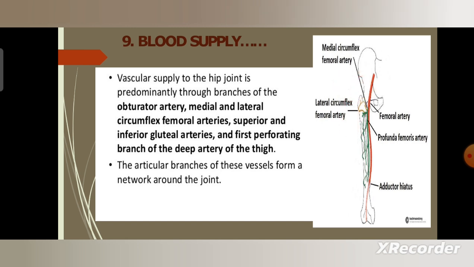So vascular supply of the hip joint is primarily through the branches of the obturator artery, medial and lateral circumflex femoral arteries, superior and inferior gluteal arteries, and first perforating branch of the deep arteries of the thigh. And the articular branches of these vessels form a network around the joint.